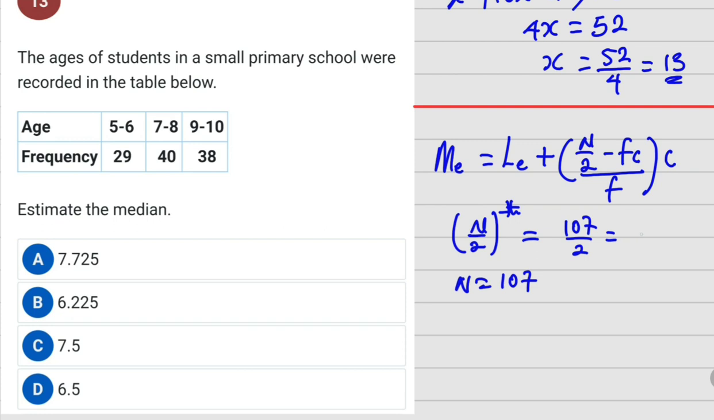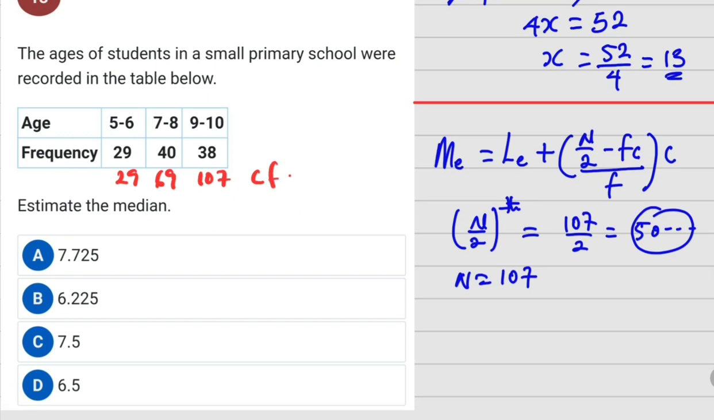It is maybe 50 plus, okay? So that is just what we need to know. We don't have to go into details. Now, check it out. You see, this is going to be 29. 29 plus 40, you are going to have 69. Then this is 107. Now, this is the cumulative frequency thing that we're talking about, okay?